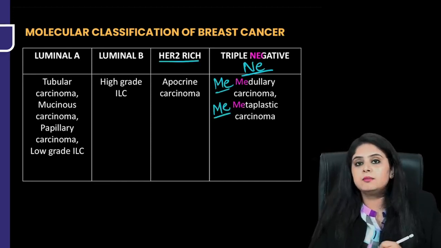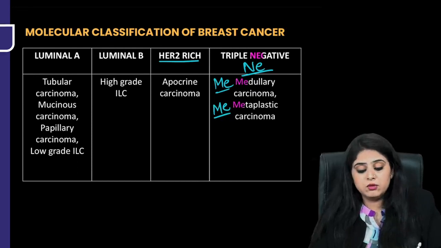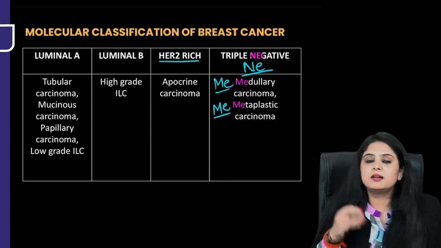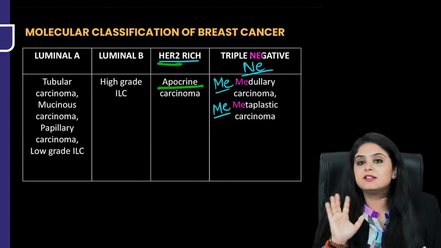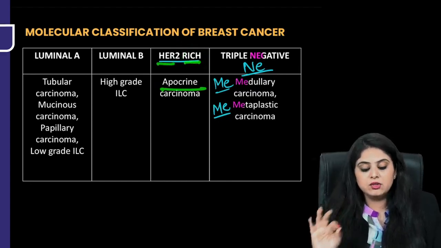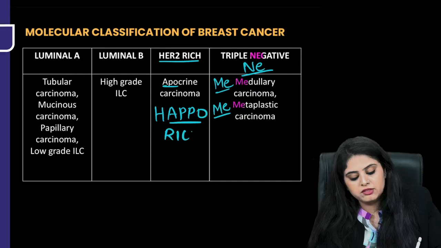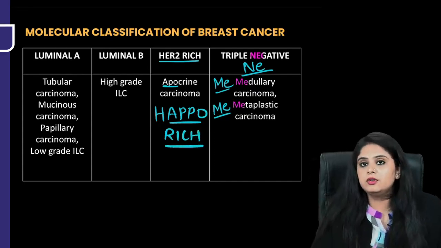HER2 rich, what will come? Everyone is, so her, why only her, him also, everyone is happy. Whenever someone gets rich, that person becomes happy. So remember Apocrine carcinoma. Apocrine is going to make it rich. Apocrine carcinoma means happy to be rich. So Apocrine carcinoma is going to be HER2/neu rich.